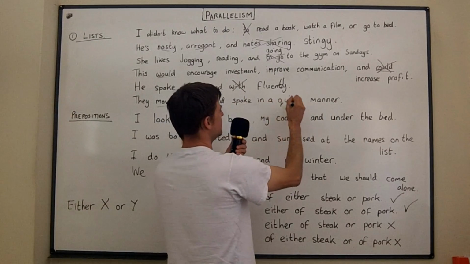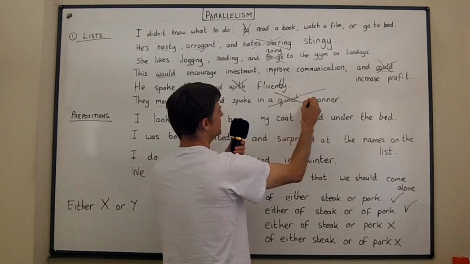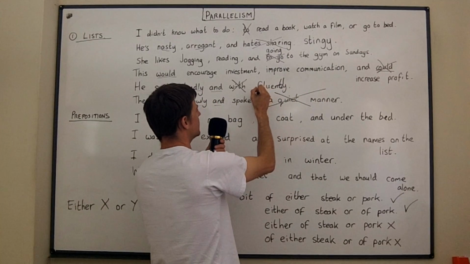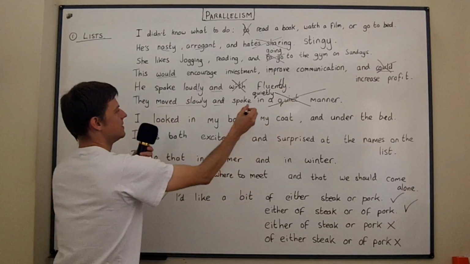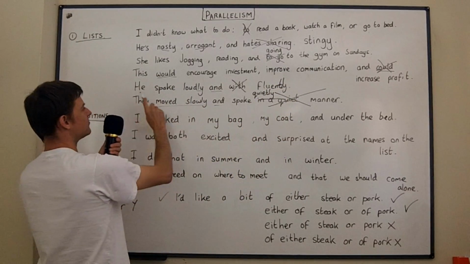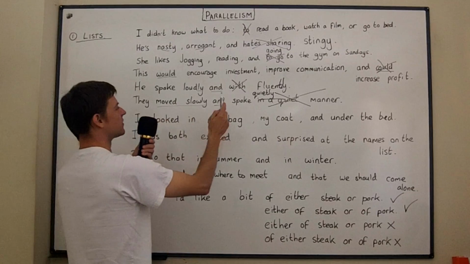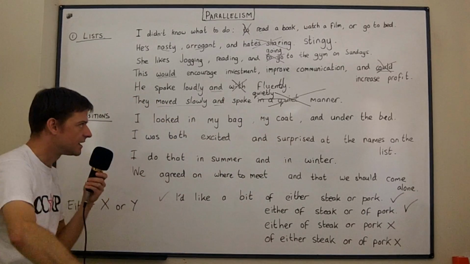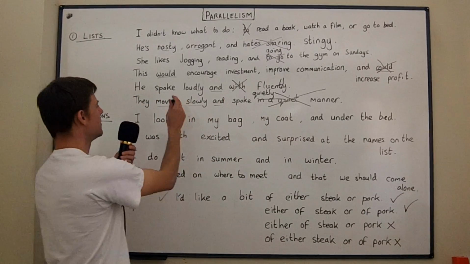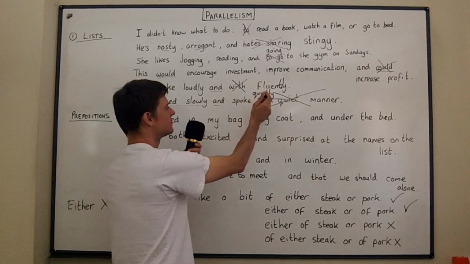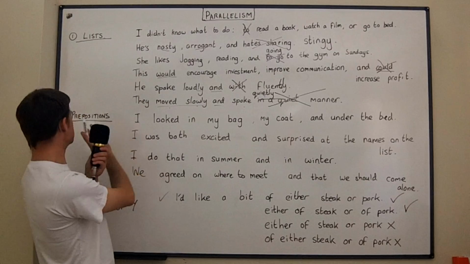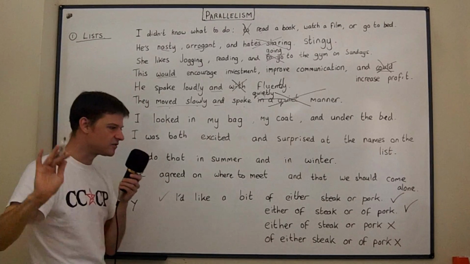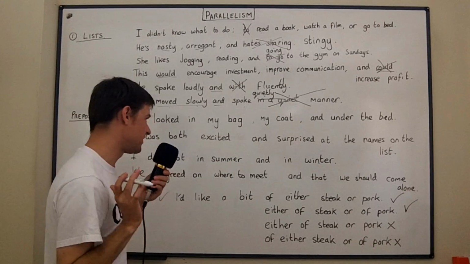So they moved slowly and spoke in a quiet manner. I hope you can see that it's much easier to just say "spoke quietly." And then we have the repetition of the adverbs, yeah? So not "in a quiet manner," but he spoke loudly and fluently, they moved slowly and spoke quietly. It repeats and sounds nice. You've got past tense adverb, past tense adverb. It's nice. Nice structure.